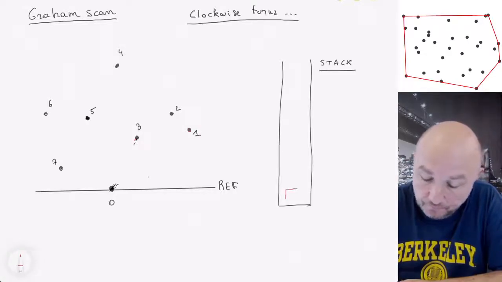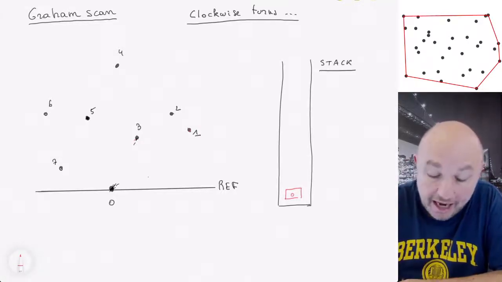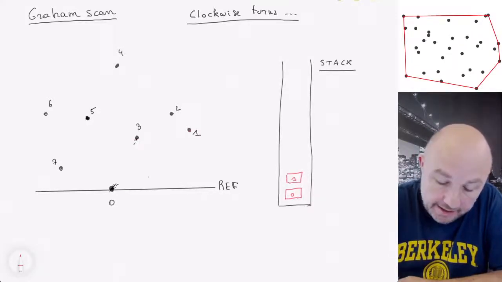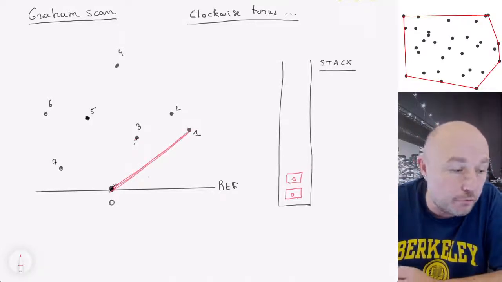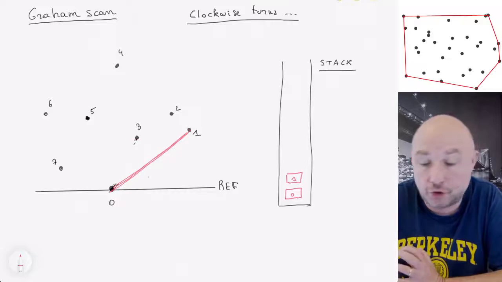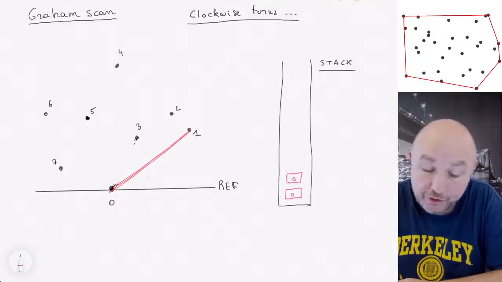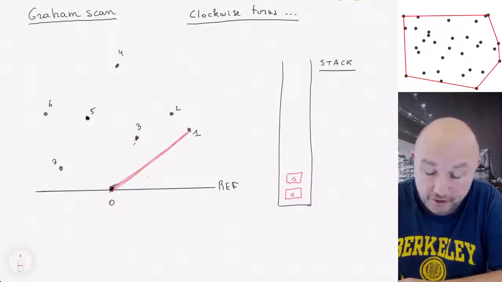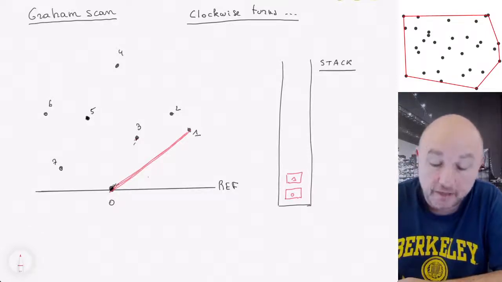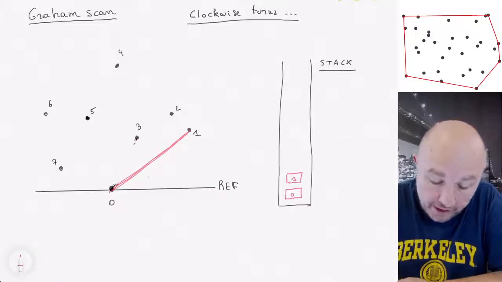0 belongs to the convex hull, and 1 belongs to the convex hull because 1 is essentially the point that has the lowest angle. This would be the first point that would be chosen in Jarvis March. But now we are not going to do as badly as in Jarvis March. We are going to proceed in order. We are going to add point 2.